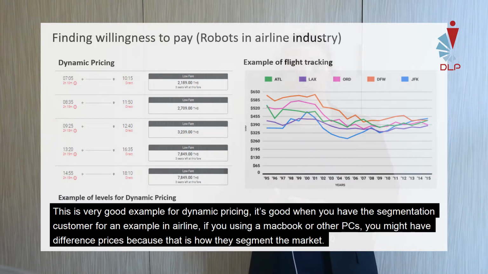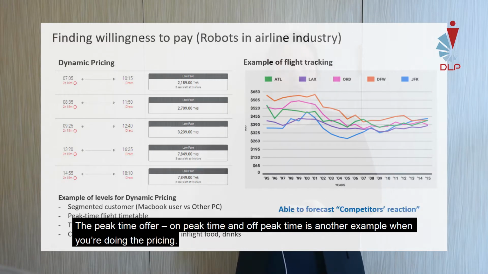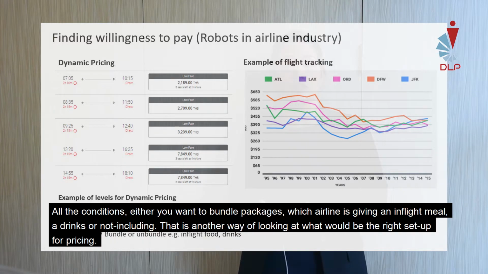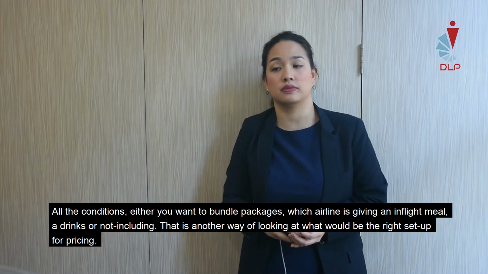It's good when you have customer segmentation. For example, with airlines, if you use a MacBook versus another PC, you might get a different price, because that's how they segment the market. On-peak and off-peak time offers are another example when you're doing pricing. Another thing is the time that you purchase, or the condition, whether you want the bundle package, in which the airline includes in-flight meals and drinks, or not. That's another way of looking at the right price setup.